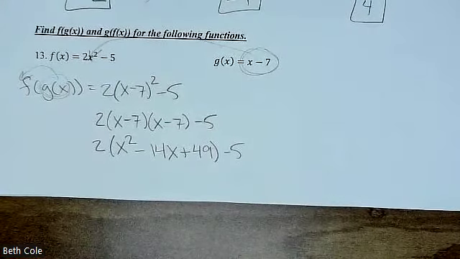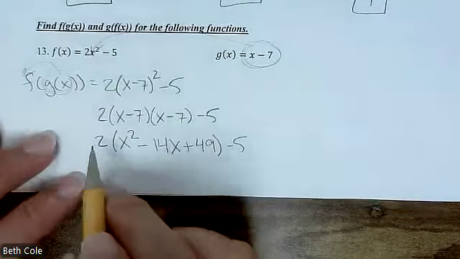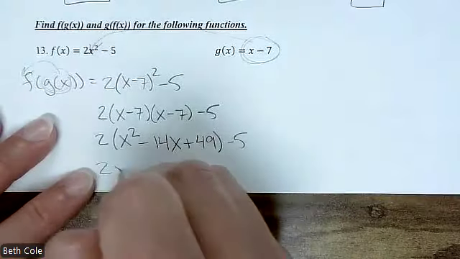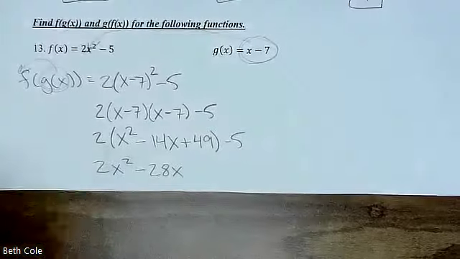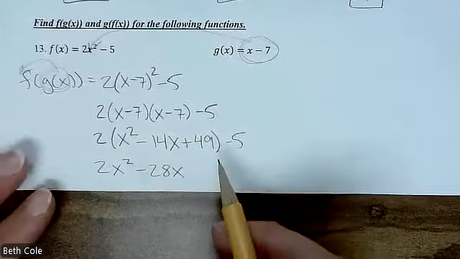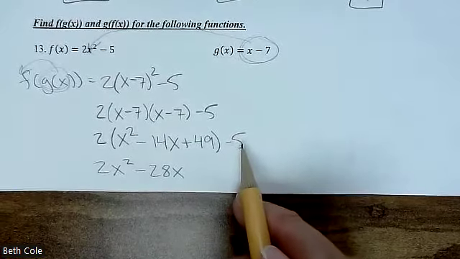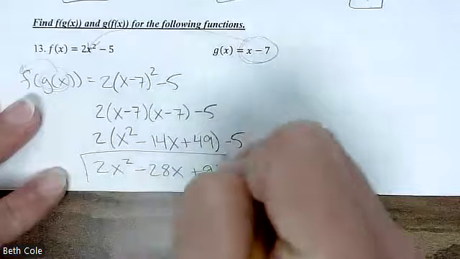Again, you guys have been very good at this. You guys know your times tables and you're very good at your algebra. All right, and then last step here, we're going to distribute the 2. So 2x squared minus 28x. If you double 49, just think of doubling 50 and then bring it back a bit. 98. And then you have to subtract 5. So 98 minus 5 is 93. That's your final answer.